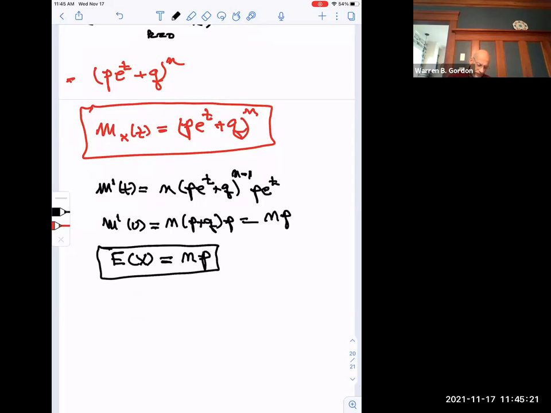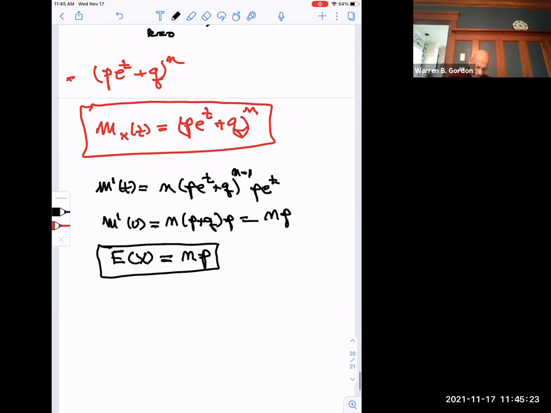I leave as an exercise for you to take the second derivative and then show for the binomial distribution. I'm going to do it another way very shortly, that the variance turns out to be n times P times Q, which is a pretty important result. Do I put that somewhere here? I'll do that later.